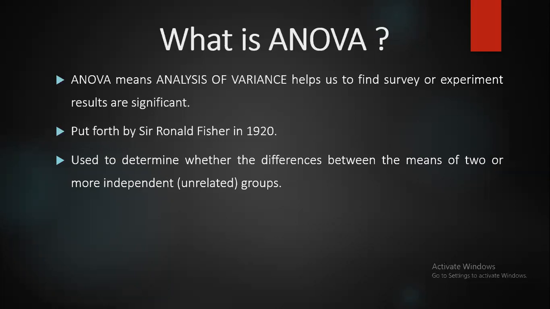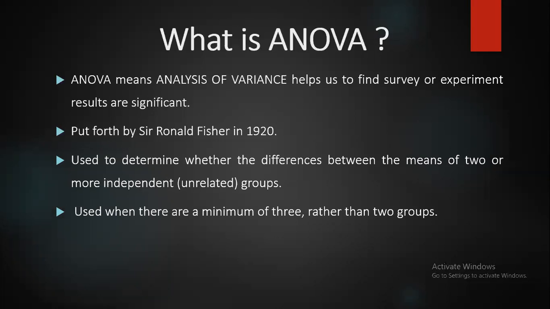So these samples are what? Independent of each other. Next, this ANOVA test is used when there are minimum three rather than two groups. If there are two groups, we can go for Z test or T test. Or if it is more than two, if we need to analyze three or more groups, then we are going for ANOVA test.